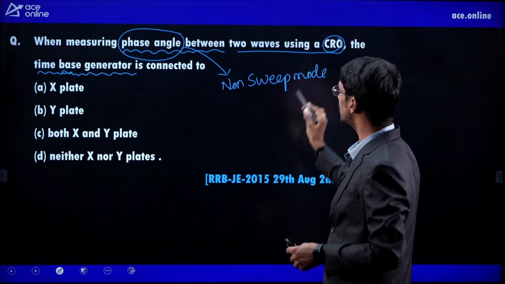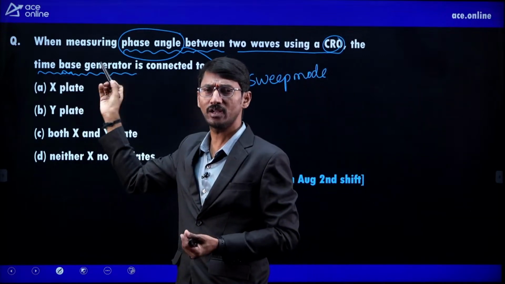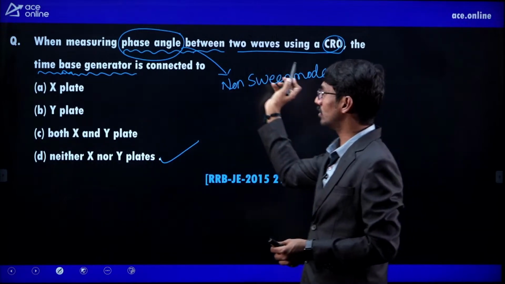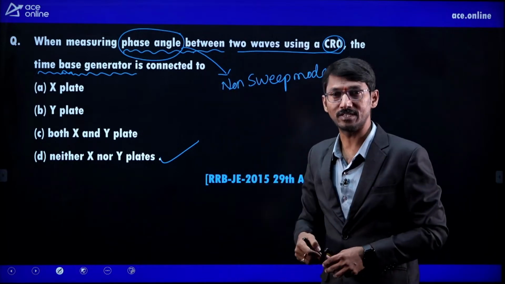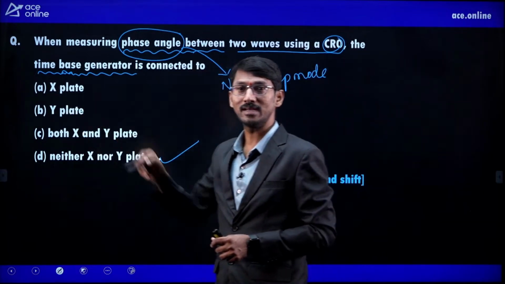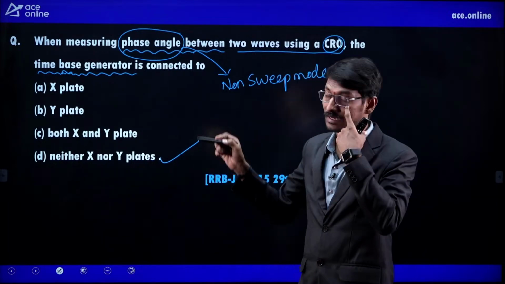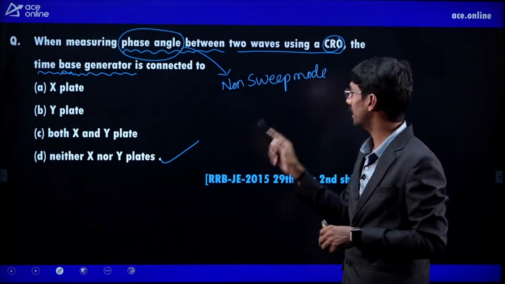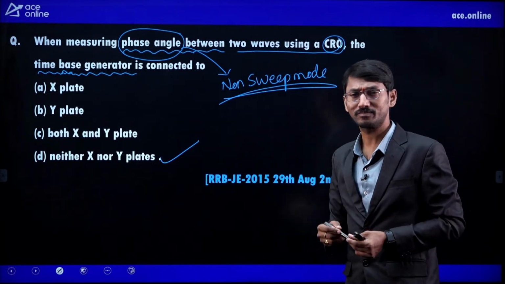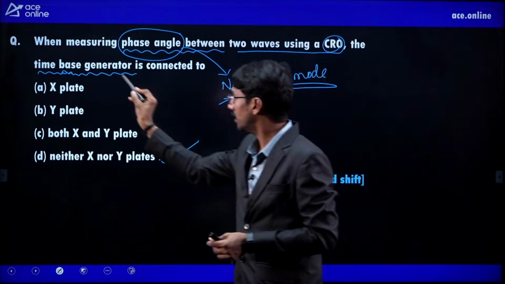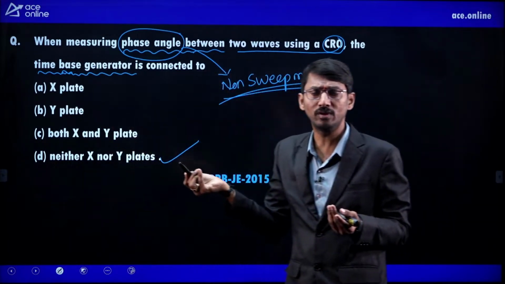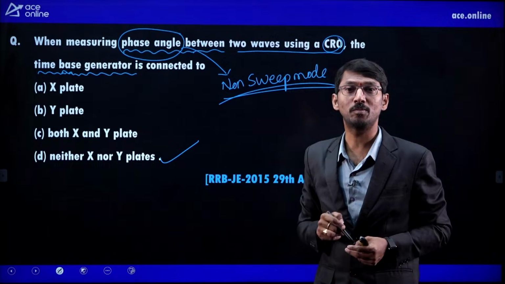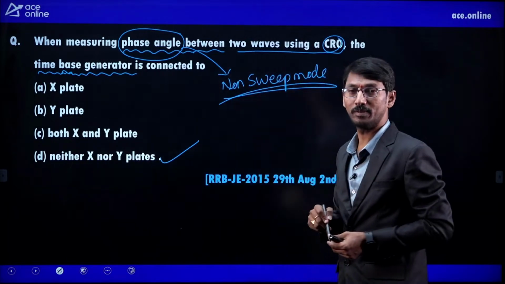Non-sweep mode. So if the non-sweep mode is there, do we have sweep generator, sweep signal over there? No way. That's why neither with X nor with Y plates. Suppose if the question is given like in sweep mode of operation, then definitely to the X plates the time base generator will be given. But this is asked in terms of phase angle between two waves. Phase shift is from the Lissajous figures only. Lissajous figure means non-sweep mode of operation. In the non-sweep mode, we don't have time base generator because sawtooth we don't give. Directly two sine waves will be given to the two plates without conversion of sine wave into corresponding sawtooth. That's why neither X nor Y plates. Clear?